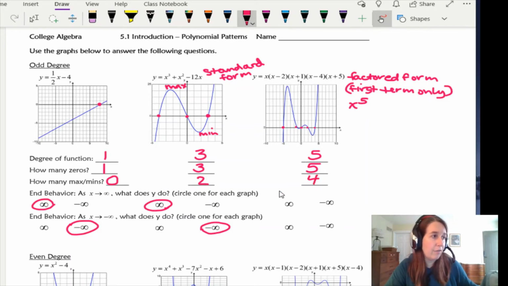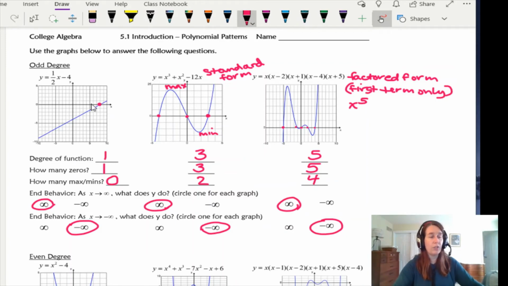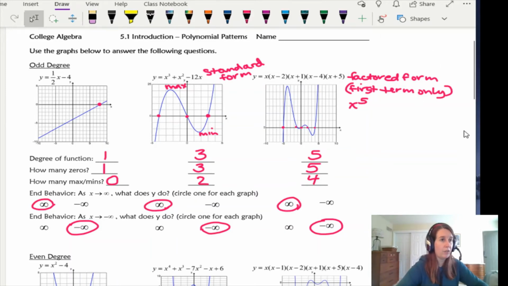All right, and then finally, end behavior. As x approaches infinity, the graph for the y value goes towards infinity, and as x approaches negative infinity, the graph goes towards negative infinity. Okay, so these were odd degree functions, first degree, third degree, and fifth degree, and notice that they are following a lot of the same patterns.